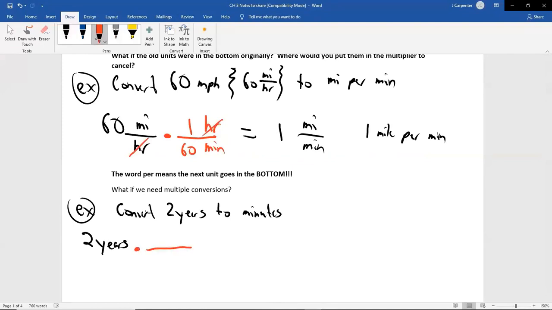We know we want to get rid of the years, so that goes in the bottom. No matter what I convert to, I absolutely have to get rid of years. They start in the top, so the multiplier goes in the bottom. Now we got to think in simple ways. How can we go from years to a smaller unit of time? You might say we'll go to months, and there's 12 months to a year.